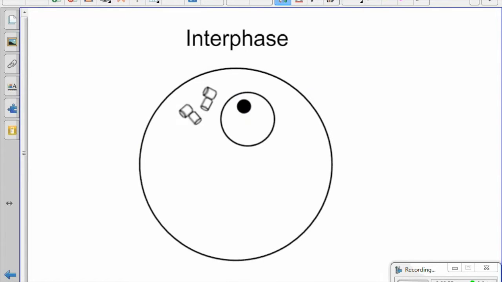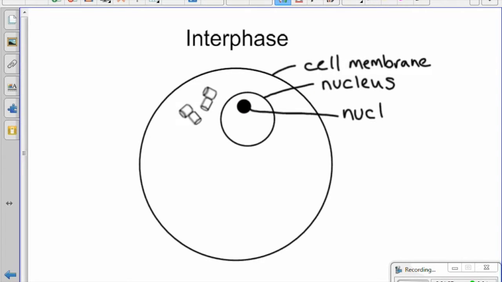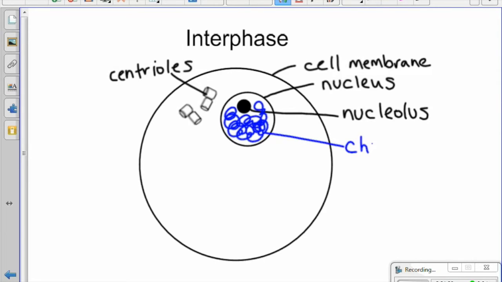In interphase, we see that we have a nucleus, a nucleolus, two pairs of centrioles to get ready for cell division, and the chromosomes are not yet formed, so DNA is in the form of chromatin.